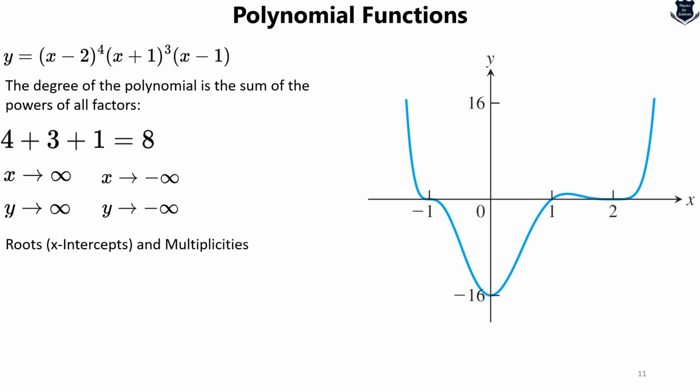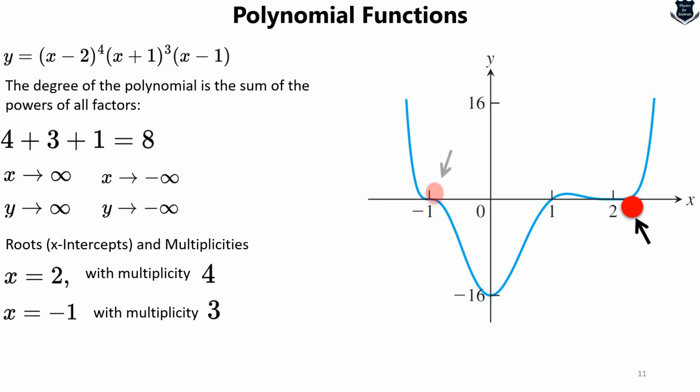Now roots, how can we calculate the roots, intercepts and multiplicities? From here what we can see, if x equals 2, it has a multiplicity of 4, then it is around here, somewhere around this position. If x equals minus 1 with a multiplicity of 3, it would be this part. So x is positive 2, this one, x is negative 1, this one. And if x equals 1, it has a multiplicity of 1, so it would be around this point.